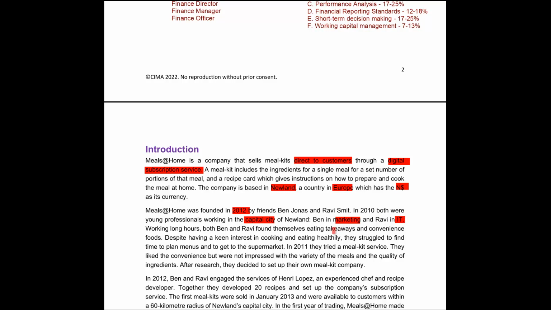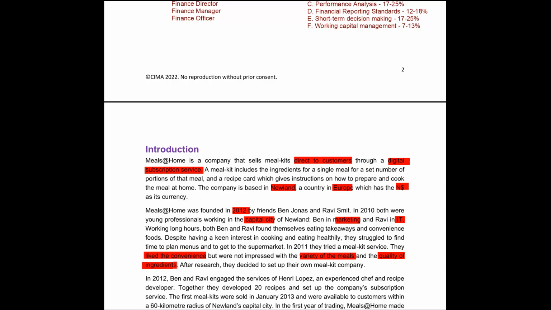So they found themselves eating takeaways and convenience foods despite having an interest in cooking and eating healthy. So this is kind of the idea behind the business. It's for people who like cooking, they like eating healthy, nutritious food, but they just don't have the time because maybe they're too busy with work, maybe they're too busy with family, could be loads of reasons. So it's all about convenience, it's all about saving time and helping people to consume the kind of foods they want without wasting their time preparing them. And in 2011, they tried a meal kit service, and they liked the convenience, as I've just been discussing, but they were not impressed with the variety of the meals and the quality of the ingredients.